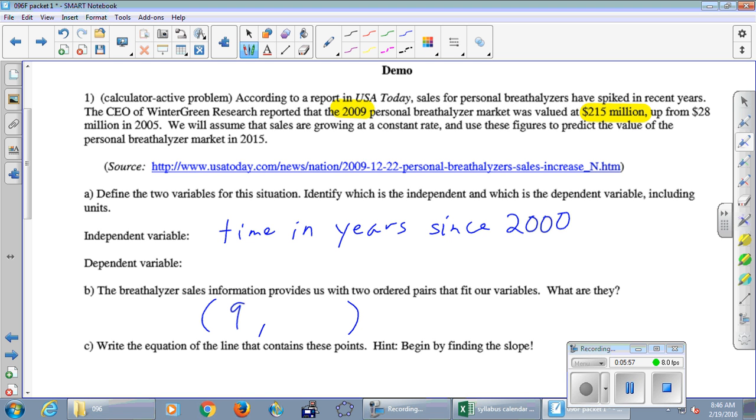Okay, dependent variable, that must be the other thing. That's the value of the market. So we'll just say value of the market in, and we've got to make sure we include units. Dollars is good. Another choice? Millions of dollars. Both choices are totally fine.